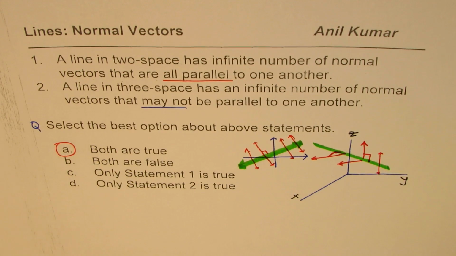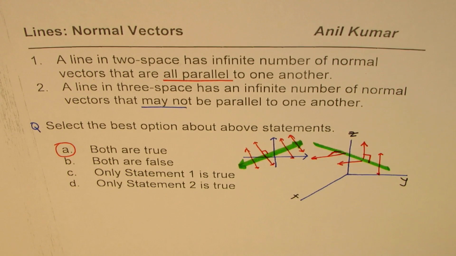So both statements are absolutely correct. So it is to be kept in mind that a line in 2 space will have infinite normals, all will be parallel, but in 3 space there will be infinite normals, but all may not be parallel.